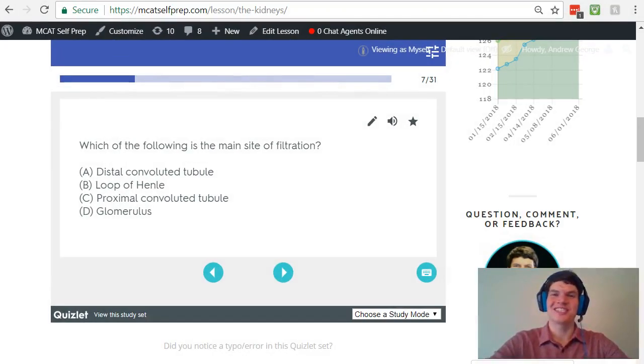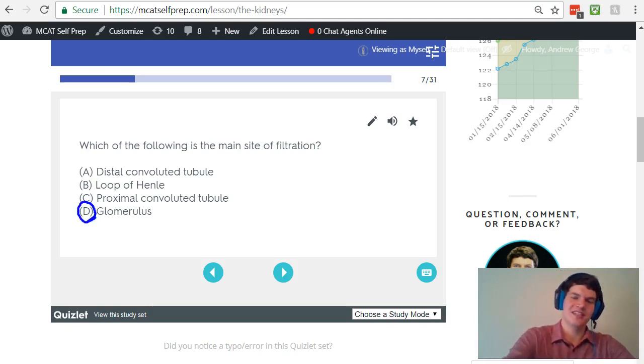Let's take a second look at the question stem. Which of the following is the main site of filtration? We talked about how the main site of filtration is from the glomerulus into Bowman's capsule. Therefore, the glomerulus is going to be the primary site of filtration.